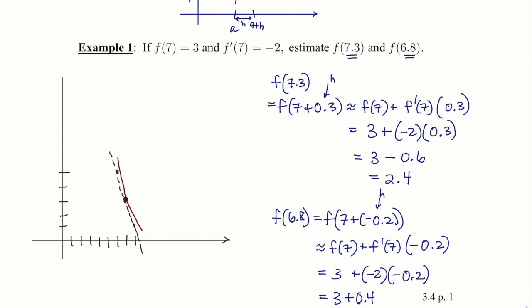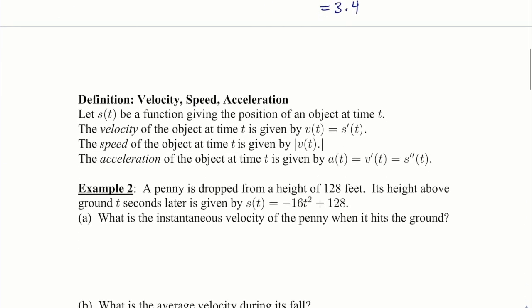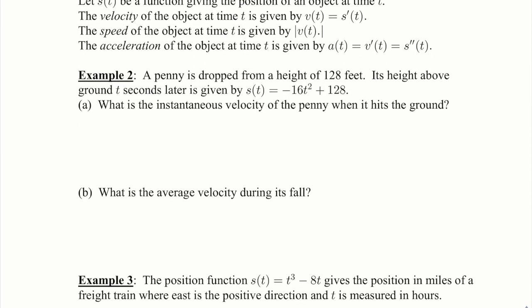So knowing one function value and the rate of change at that function value, we can estimate or approximate values for the function that are close by, right? And this is the idea we'll be using when we try to estimate population growth, looking ahead to the future. But for now, we'll look at velocity and speed and acceleration and some examples involving these things.